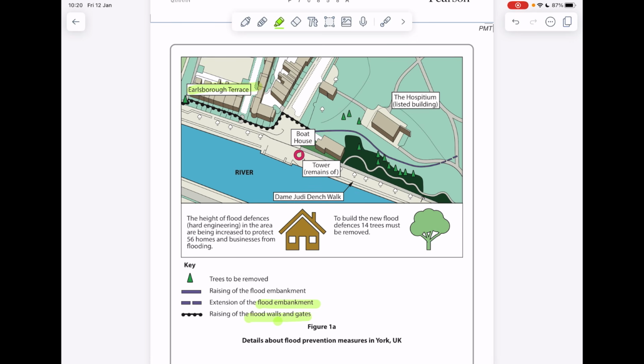There are real disadvantages with flood walls, though. Remember, these are hard engineering strategies. They're very expensive because of the huge amount of work that goes into removing those trees, which they've already mentioned here. To build new flood defences, 14 trees must be removed. So from an environmental point of view, that's terrible because that destroys habitats for wildlife. And it's something that will need maintaining. For example, in 100 years, it's unlikely those flood walls will still be here.